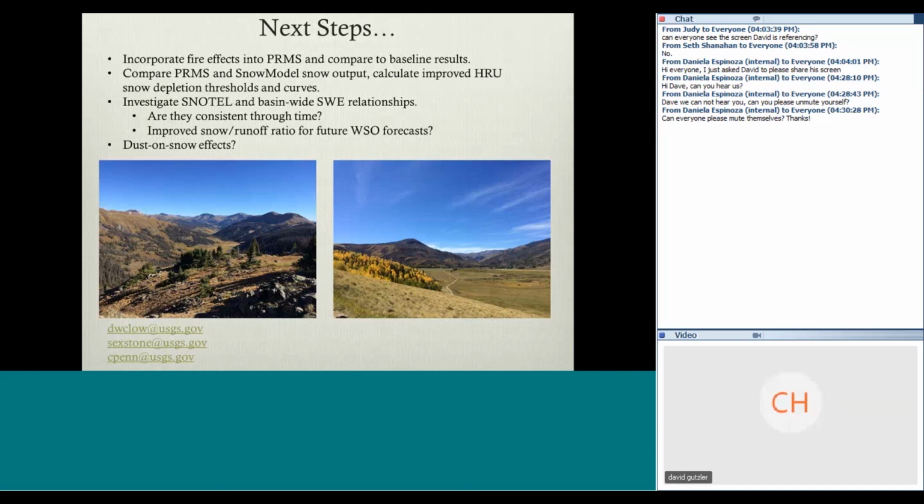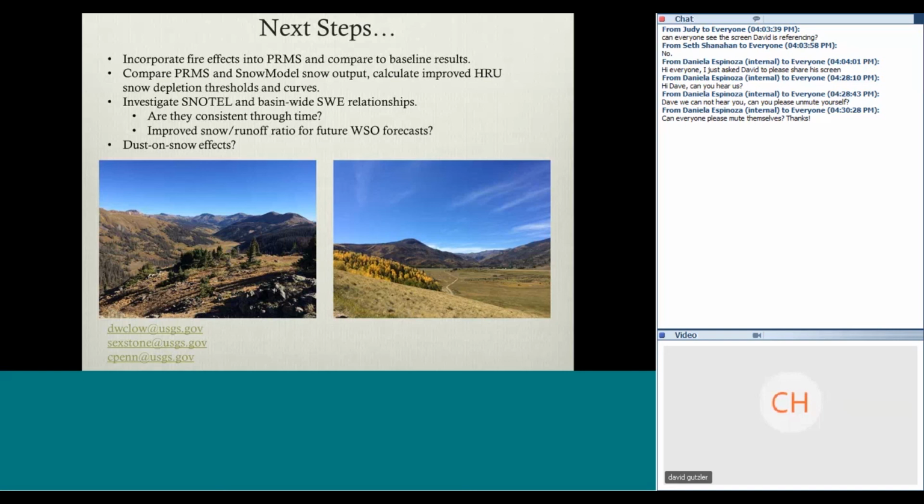relationship that changes through time between SNOTEL and basin-wide snow water equivalent, and then see if we can improve the snow and runoff ratio for future water supply forecasts based on any observations that we see.